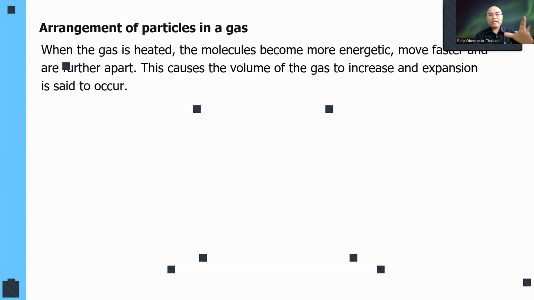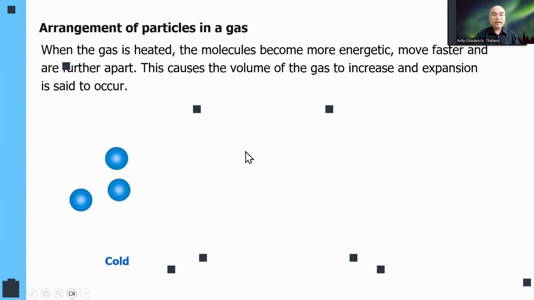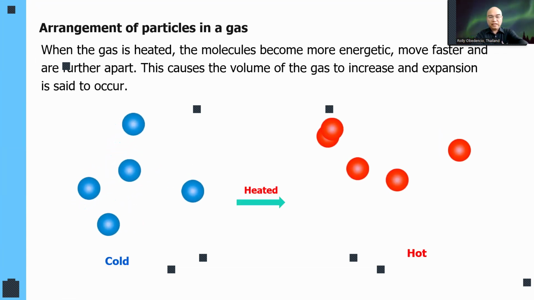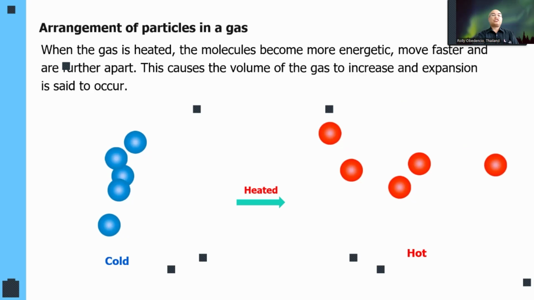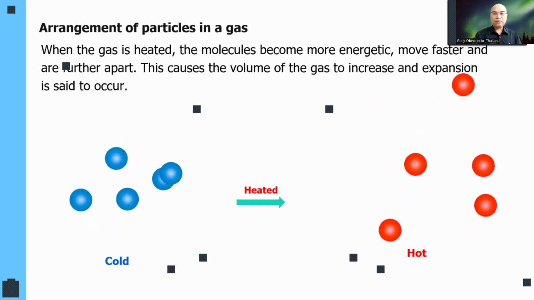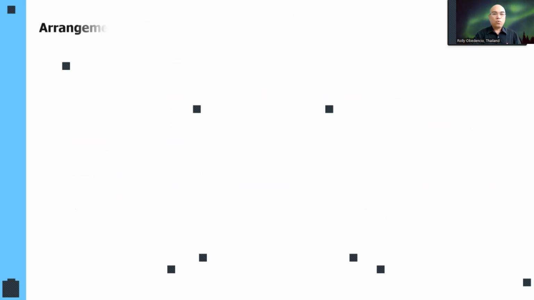Now, look at the arrangement of particles in a gas. When the gas is heated, the molecules become more energetic, move faster, and are farther apart. This causes the volume of the gas to increase and expansion is said to occur. Okay? So look at the movement here when heated. This is the reaction and the action. All right? So, what about the arrangement of particles in a gas?